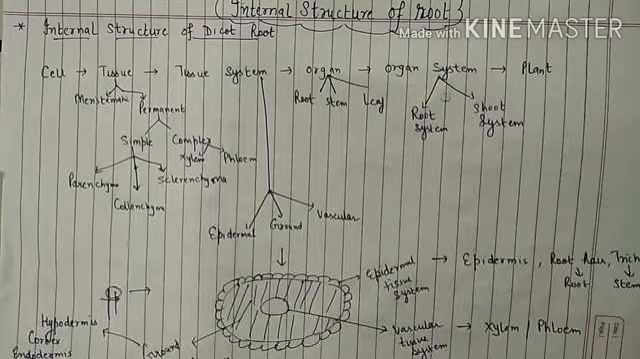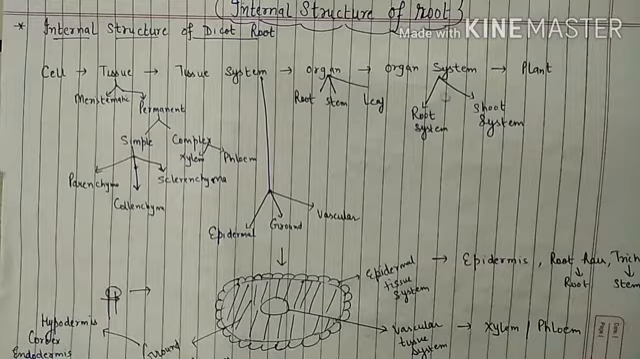So dear students, as you know, we have started the chapter Anatomy of Flowering Plants. In this chapter we will start with the internal structure of root, and in the internal structure of root we will study the internal structure of dicot root as well as of monocot root. First of all we will study the internal structure of dicot root.